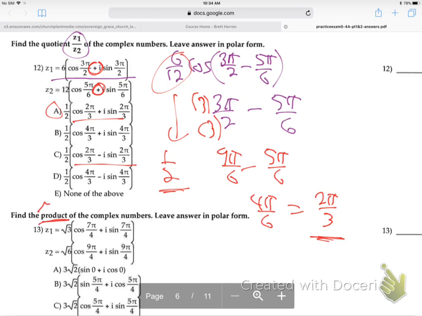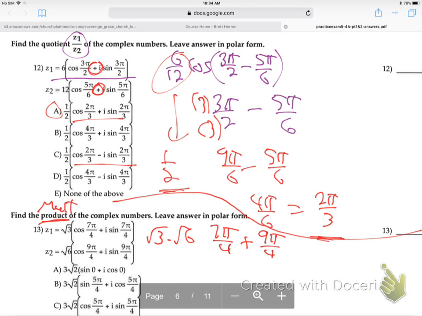Here we're product. Product means multiply. We're multiplying these. So when you multiply the numbers in the front, add the powers, don't you? So I'm going to take root 3 times root 6. Run out of room here. And I'm going to add the angles. 7 pi over 4 plus 9 pi over 4. You with me? I'm adding the 2 angles. I'm multiplying the 2 numbers in the front. Root 3 times root 6 and adding the 2 angles. So what are we going to get there?